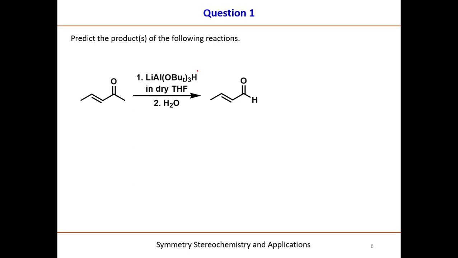So this is the reducing agent, but it is less reactive compared to lithium aluminum hydride. That means lithium aluminum hydride is a very strong reducing agent, but this is milder. So what will happen? Because it's a milder one, it will convert the acid chloride into aldehyde.